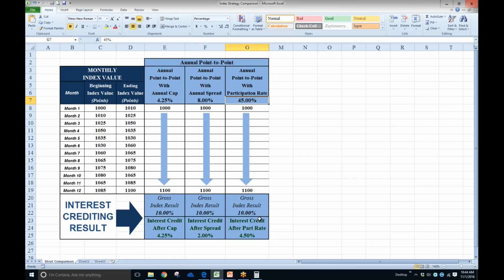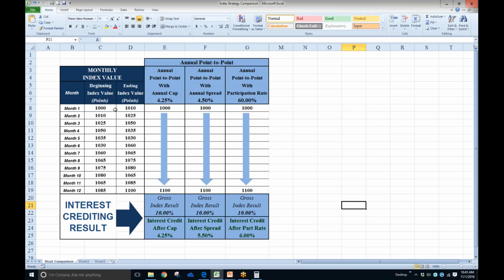Here we see that participation rate. Index still does 10, okay? If I have a 45% participation rate, my client gets 4.5%, right? But what if I had a 60% participation rate? Well, they would get 6%. So you see how we can manipulate these different elements to come up with largely the same result. Dig what I'm saying? Okay. Just depending upon what we're trying to achieve. So we can really play with that.